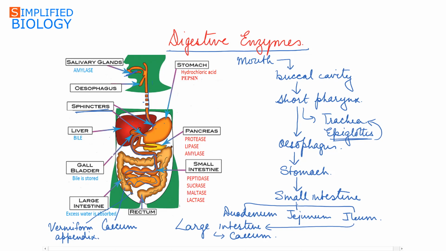The cecum then leads to the colon, which consists of three parts. This is the colon, which can be divided into three parts: the ascending, transverse and the descending part. The colon then leads to the rectum, which finally opens out through the anus. So these are the different parts of the alimentary canal.